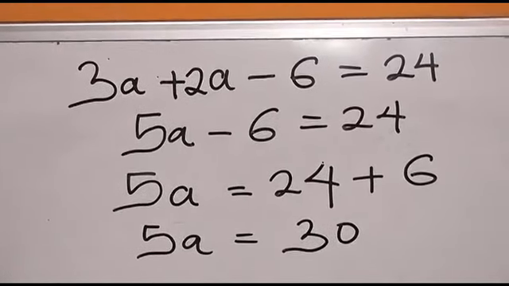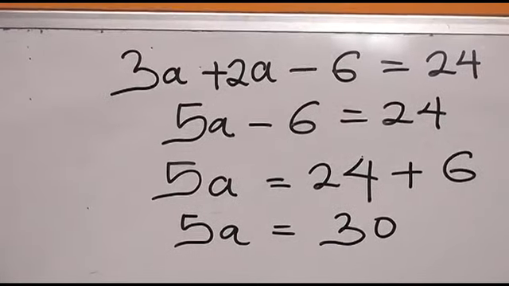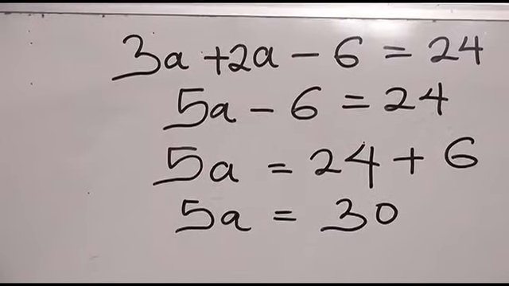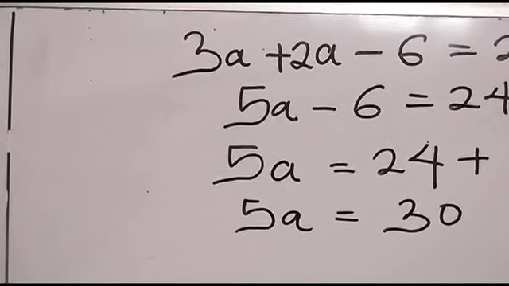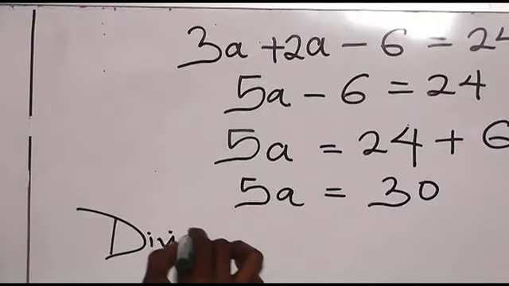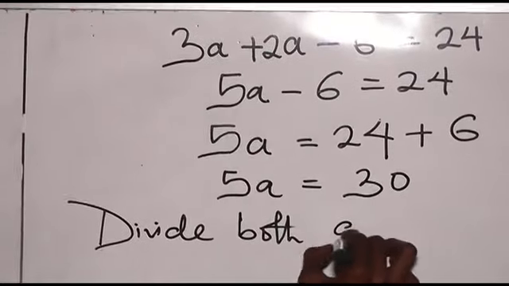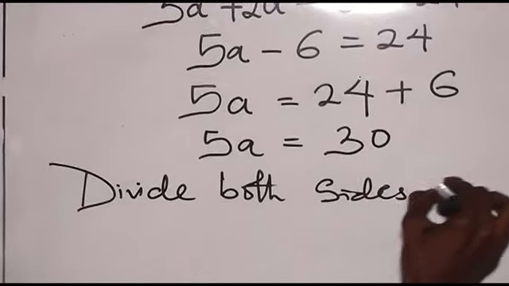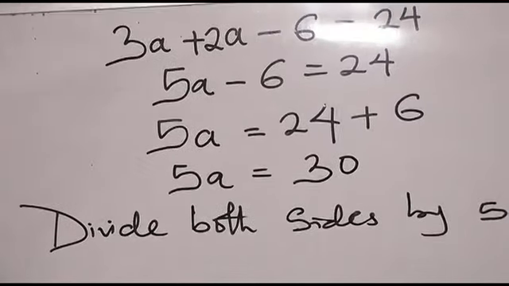5a is equal to 30. So next is to obtain the critical value of a by dividing both sides of the equation by the coefficient of a, which is what? 5. So now we divide both sides by 5, being the coefficient of a.